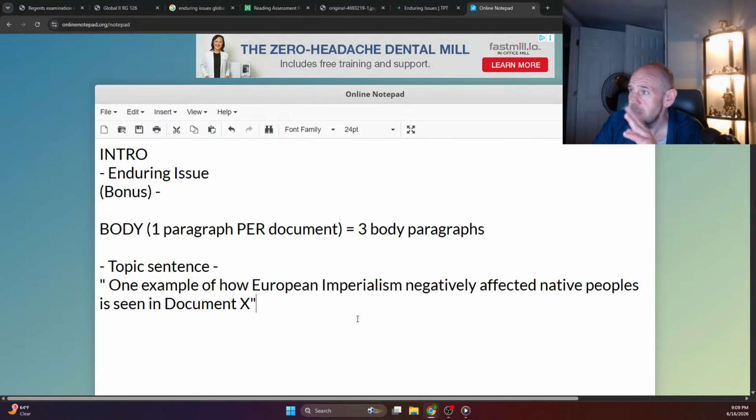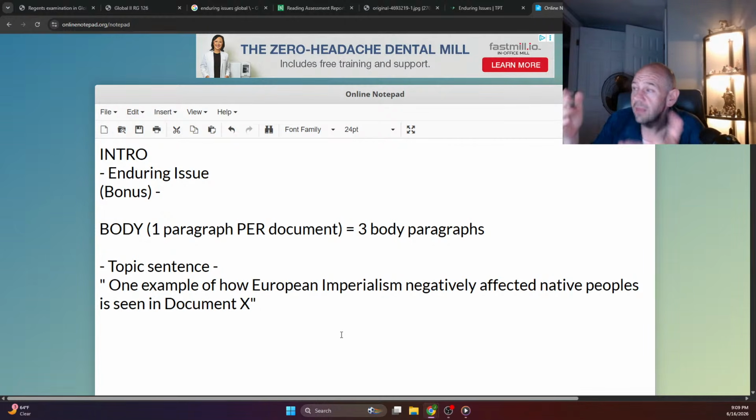So that would be what I would consider very reasonable. Most of you can come up with something like that. Now, is that conflict? Yeah, it's conflict. All right, so what? That's not enough. Give me something deeper. What is the nature of the conflict? The nature of the conflict is European imperialism negatively affected native peoples. That's the nature of the conflict that 3 of the documents demonstrate. So I'd start with a topic sentence like this.